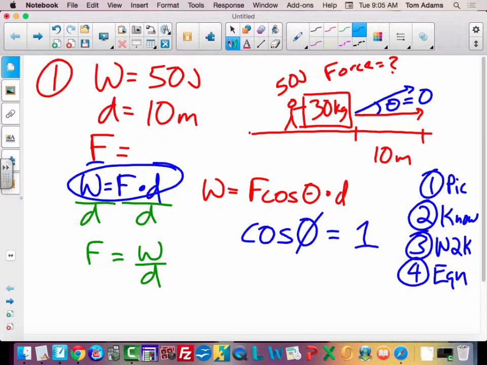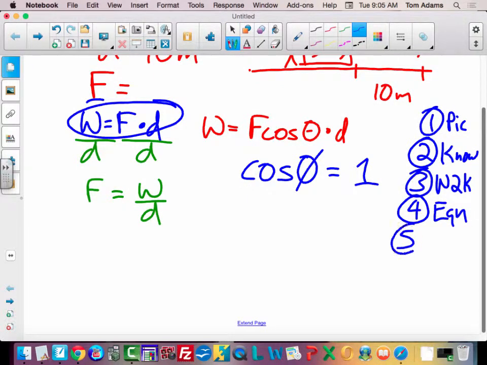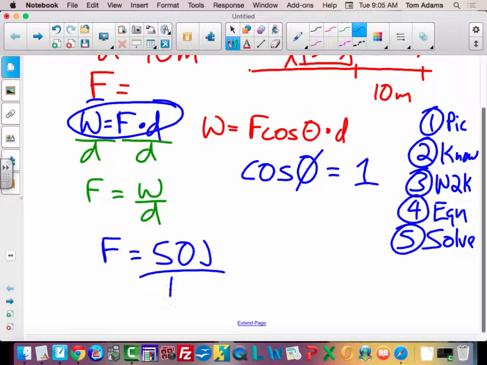All right, so now I just need to plug my numbers in and see what I get. Now that I've picked out my equation, I need to solve. So I'm going to say the force should equal 50 joules of work over 10 meters, and that should be 5 newtons of force.